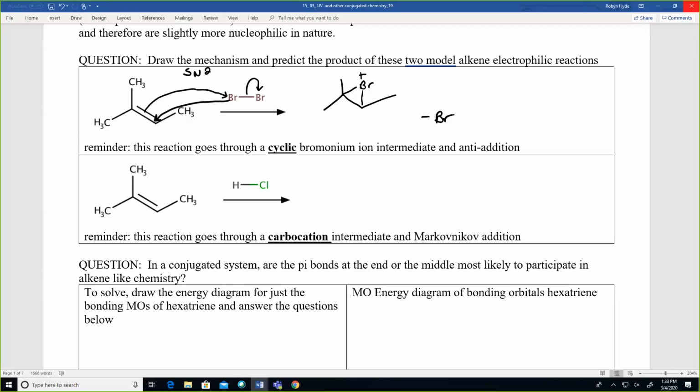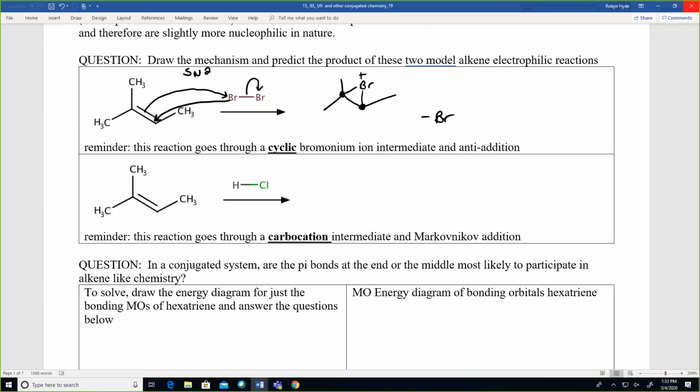A couple things to remind ourselves about: is that bromide going to come in on the same side of the cycle or on the opposite side? Opposite side. And that's why we labeled this kind of chemistry as anti-addition. It's going to come in opposite. Is this bromide going to attack at the most substituted carbon or the least? Wait, before you answer, how strong of a nucleophile is a bromide?